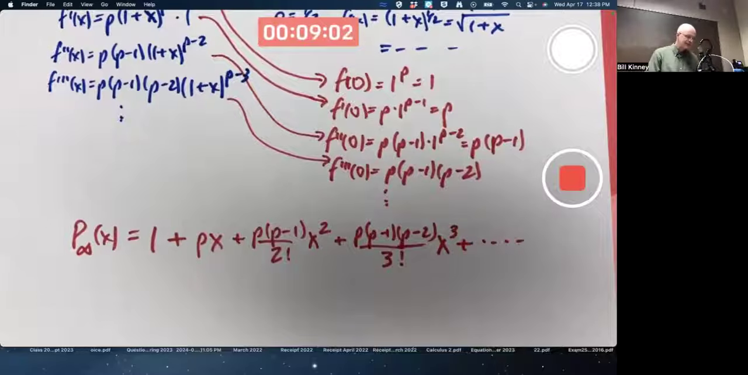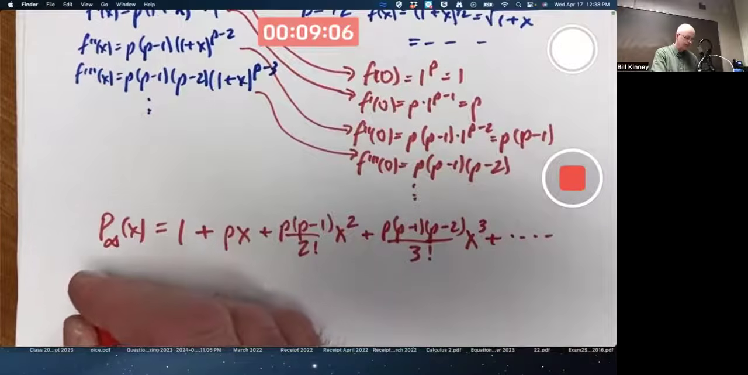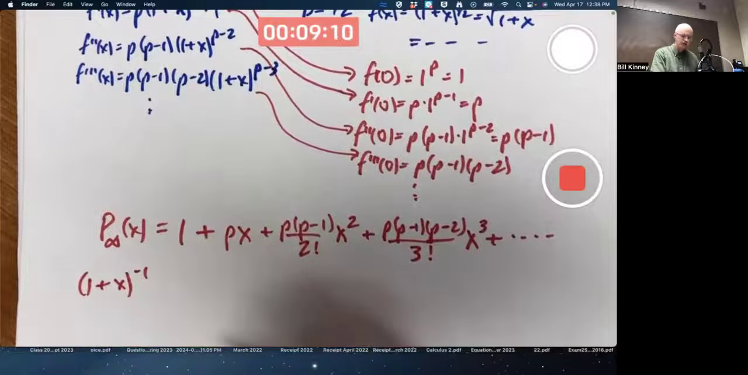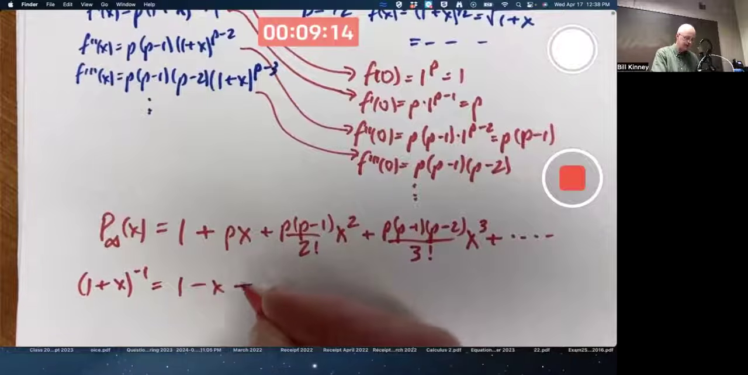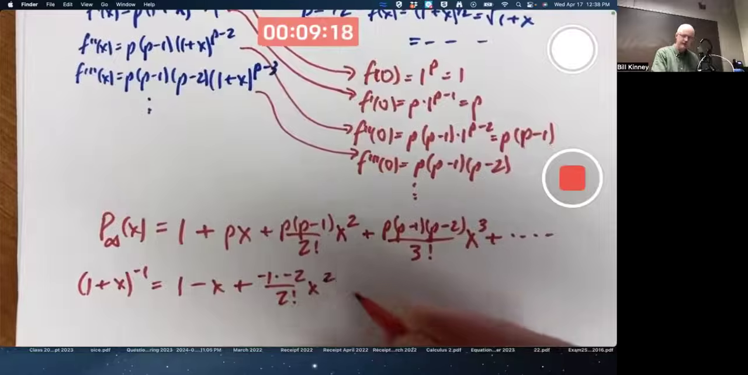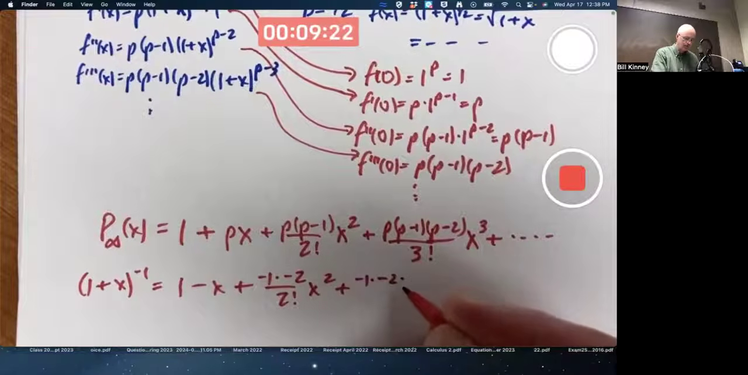If we apply this when p equals -1, so we're doing (1 + x)^(-1), plug in p equals -1. And we're going to ultimately confirm the same answer that we got before.